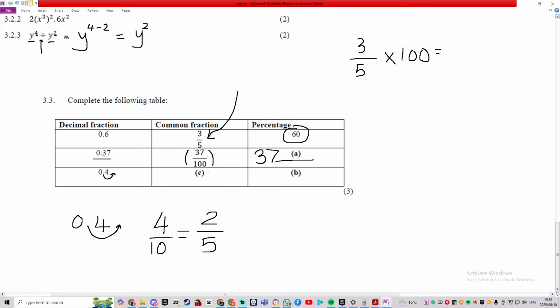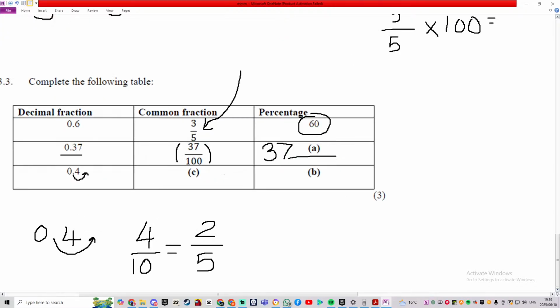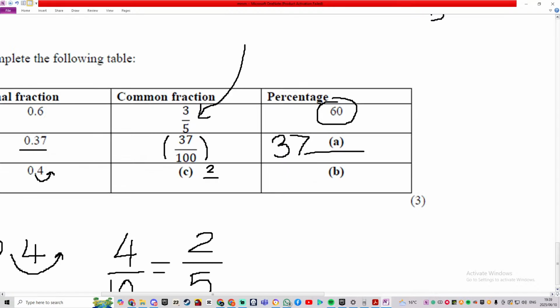So the answer for C is 2 over 5. Always have the simplified version of the fraction there in your answer. You have 2 over 5.